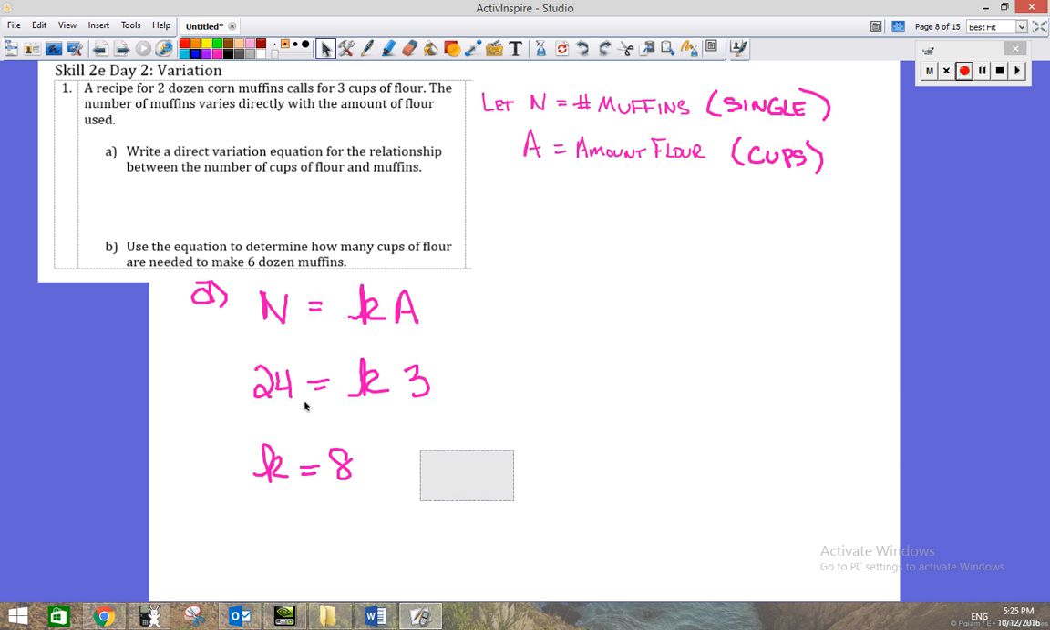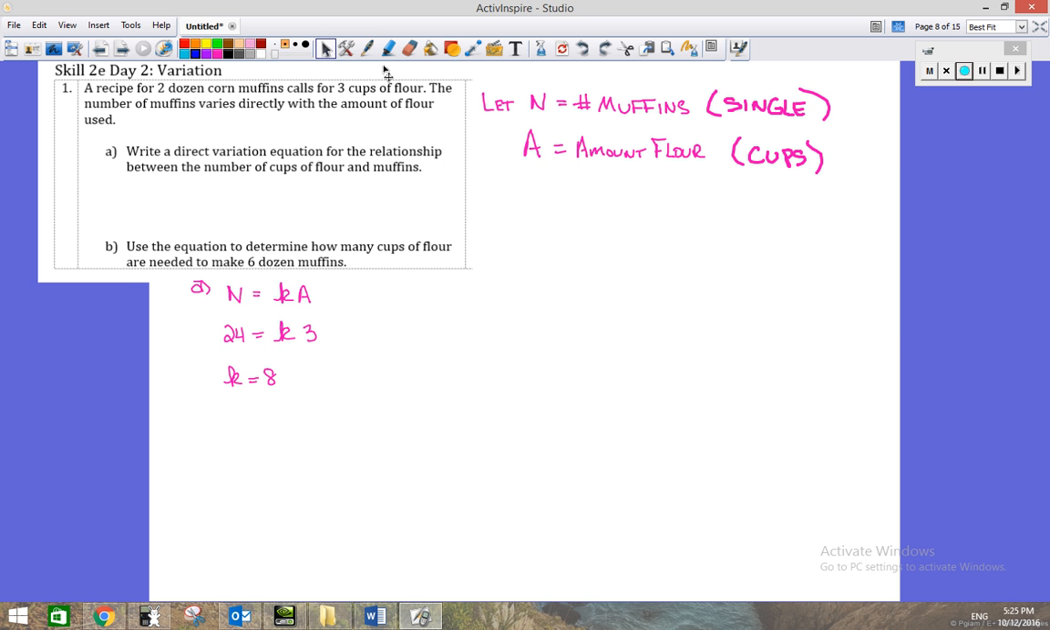So in part A, let's update my answer: the number of muffins is equal to 8 times the amount of flour. Now in part B, I want to use the equation to determine how many cups of flour, the amount of flour, so I'm going to solve for A, are needed to make 6 dozen muffins. A dozen muffins is 12, and 6 times 12 is 72. So I've got 72 is equal to 8 times the amount. If I divide both sides by 8, 72 divided by 8 is 9.